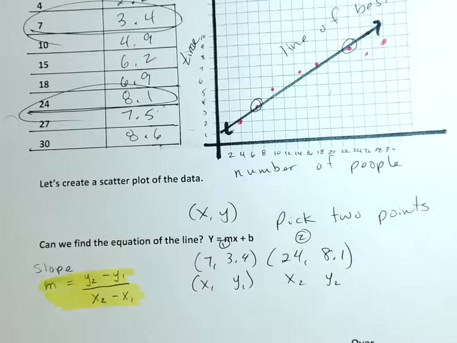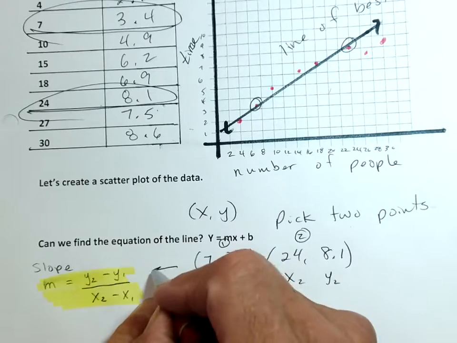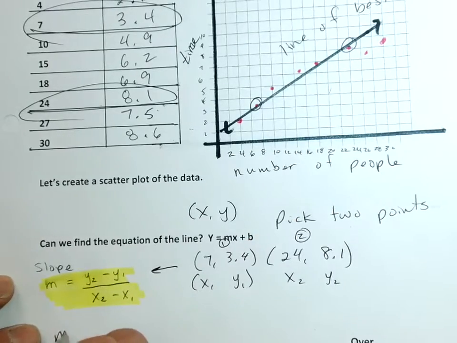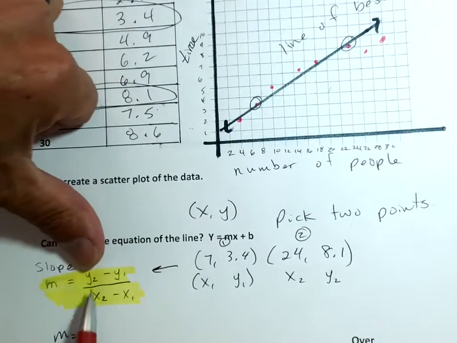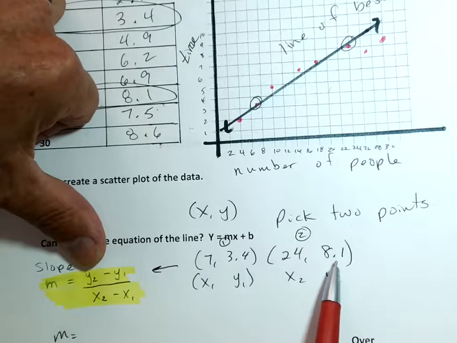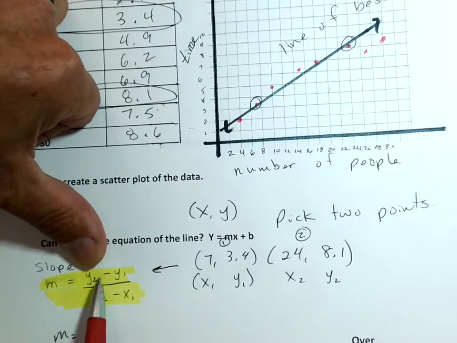So if I've got these, I'm just going to use my formula, okay? How does my formula work? m is equal to, let's see, my y2. My y2 is my 8.1, right? So I'm going to put my 8.1 here.